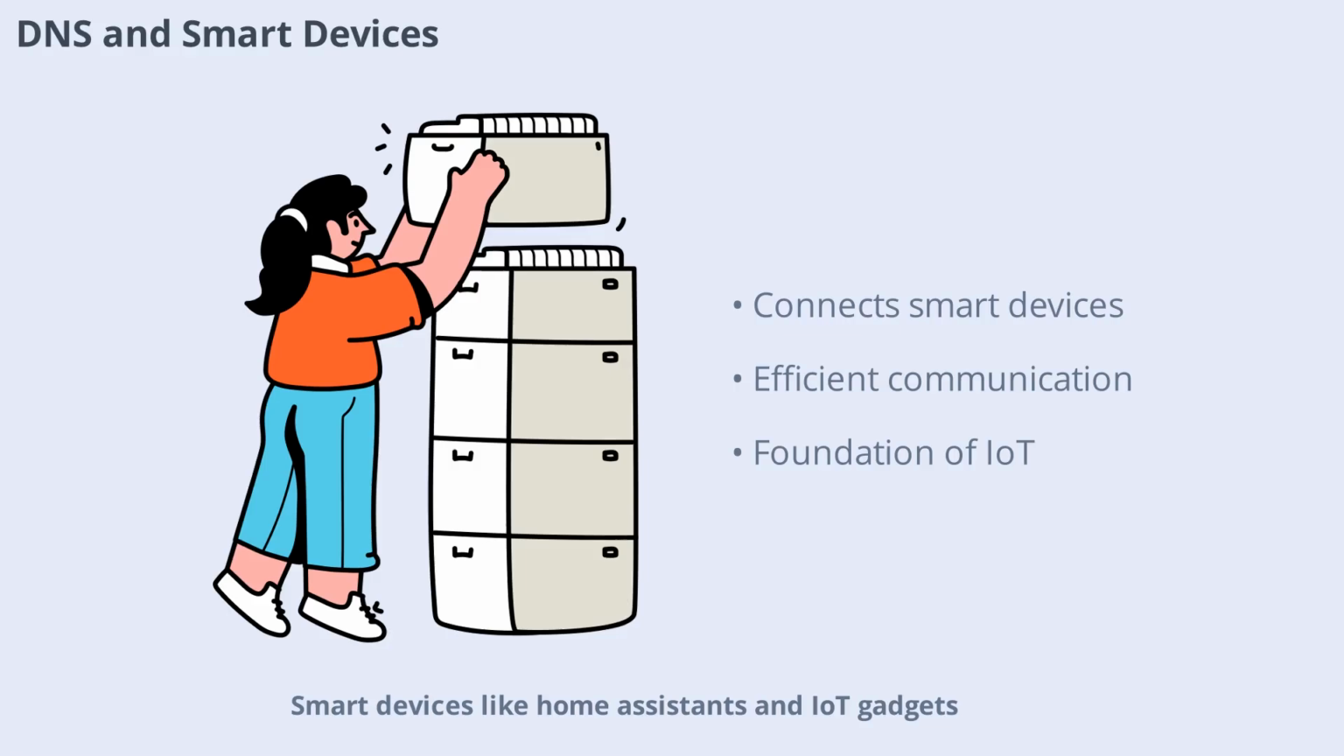Smart devices like home assistants and IoT gadgets use DNS to communicate with servers. This allows them to provide information, updates, and services efficiently. DNS is the foundation of smart technology connectivity.